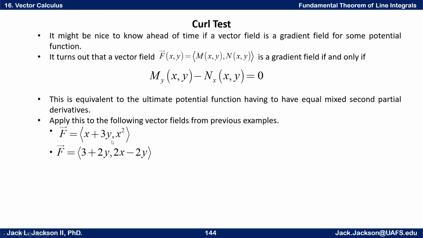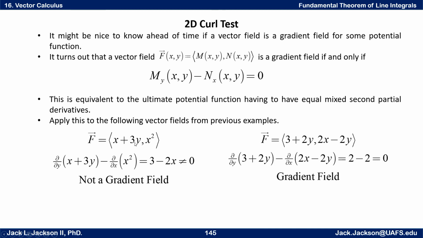So anyway, let's go back to the two vector fields that we looked at. One of these was a gradient field, and the other one wasn't. And let's just test out this thing here. So in this vector field, which is the one we looked at first, if we do the partial of the first part with respect to y, you get 3, and the partial of the second part with respect to x is 2x. 3 minus 2x is not equal to 0 for all values of x and y. So this is not a gradient field, which of course bears out, because earlier we saw that's the one where we got two different integrals when we used two different paths, going from the same point to the same point.